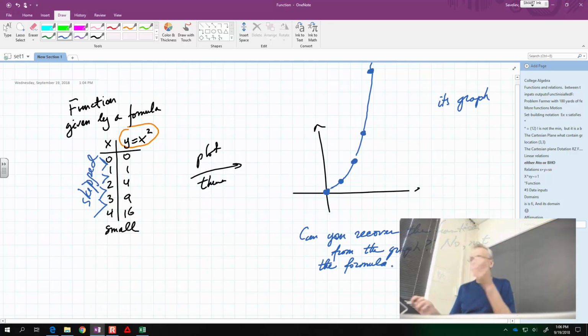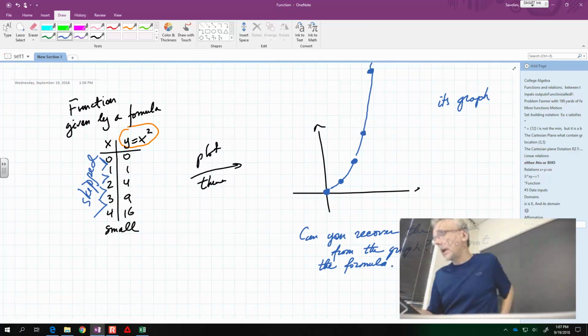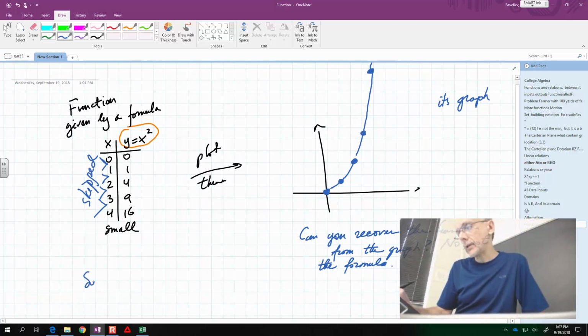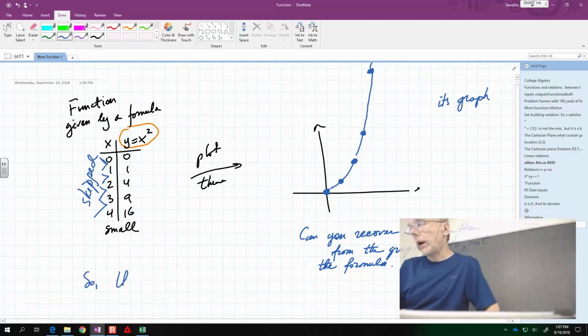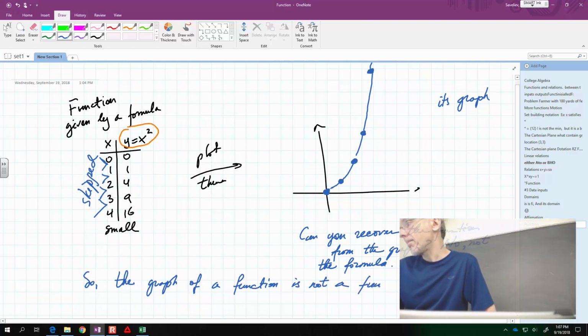So that's the limitation of the idea of the graph, and the conclusion is that the graph of a function is not a function, or definitely not the function, but its visualization.